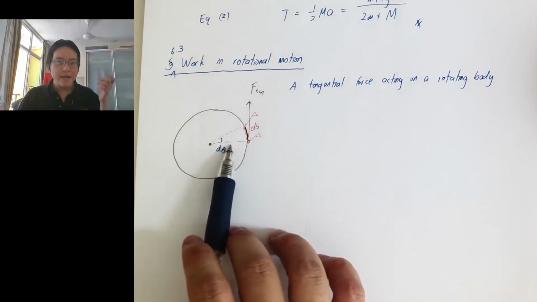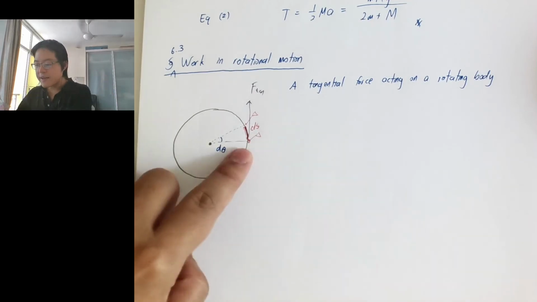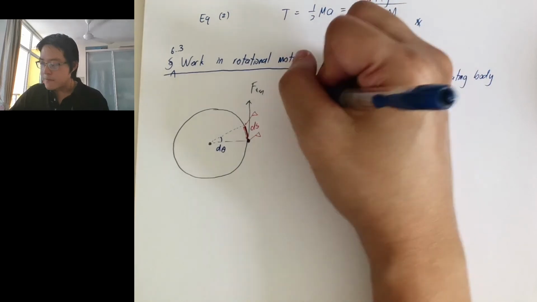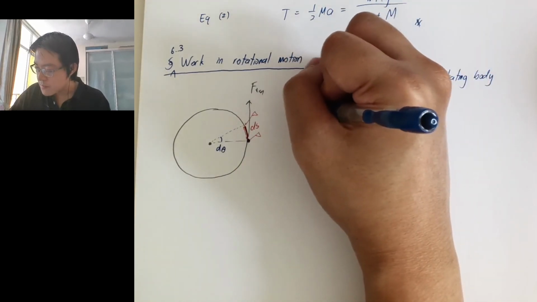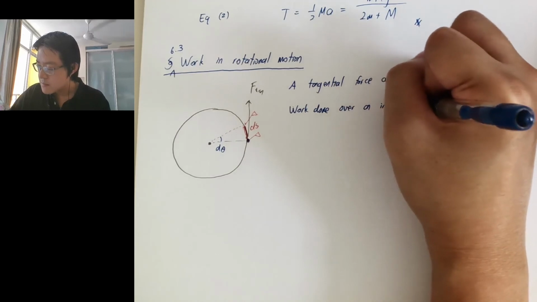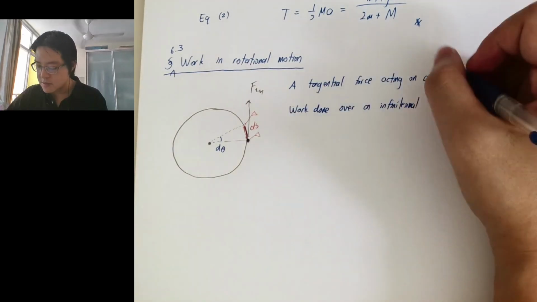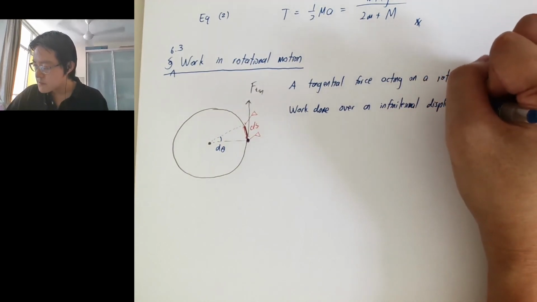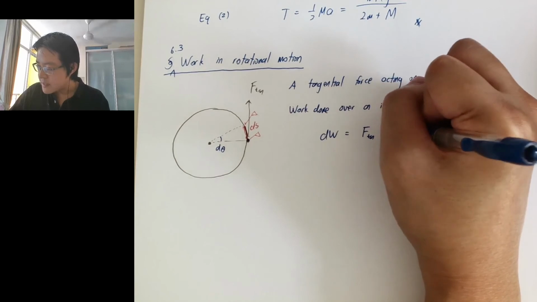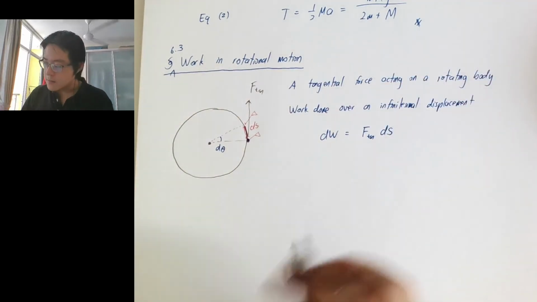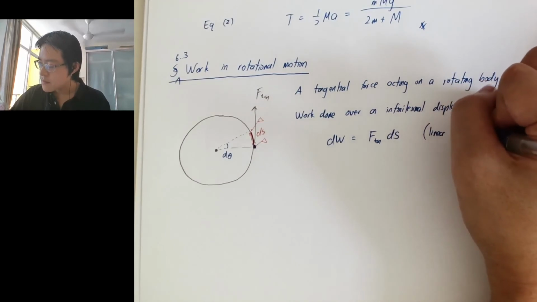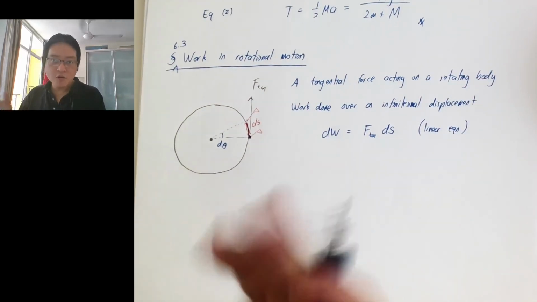To derive the rotational work done, let us start with the concept that we know, the linear work done. Let's say I have some point here, and I push the force, and it will displace by an amount ds. So we have the work done over an infinitesimal displacement. The work done is basically the force times the infinitesimal displacement. So this is the linear case, using our linear equation for the work done.